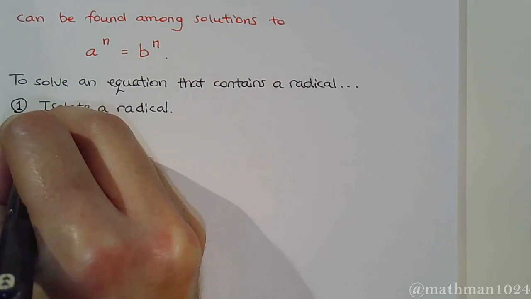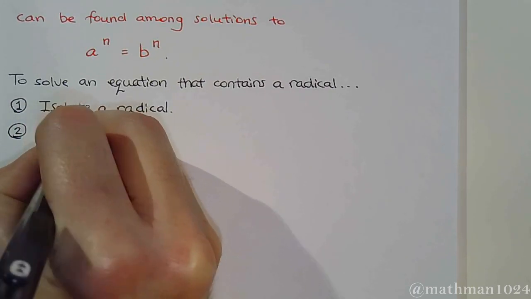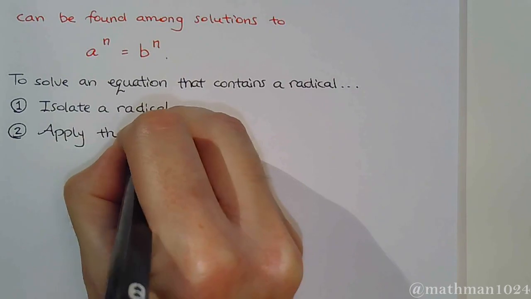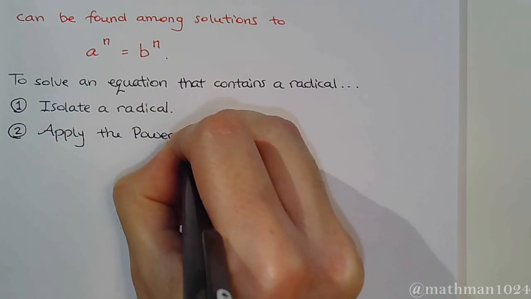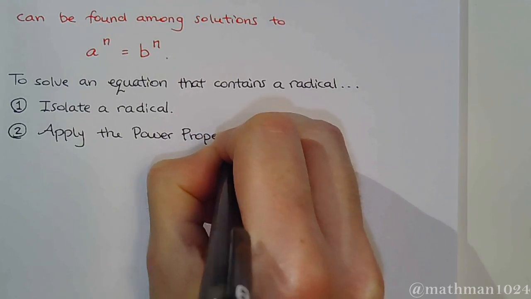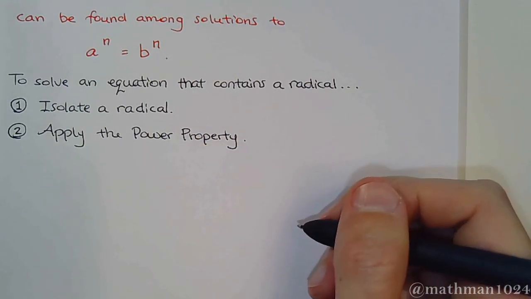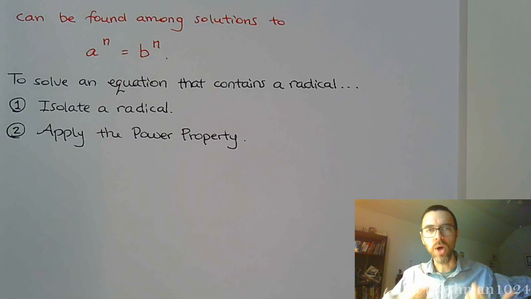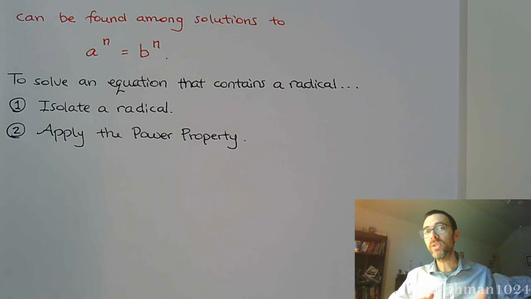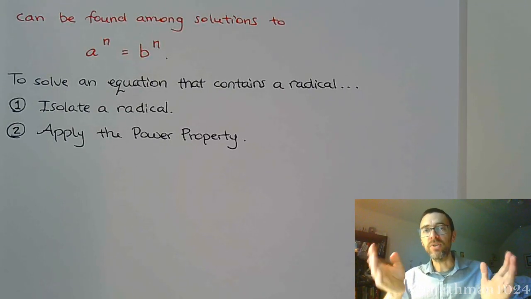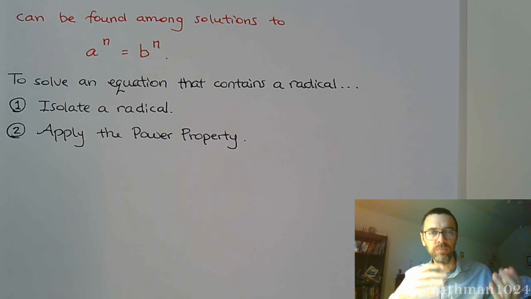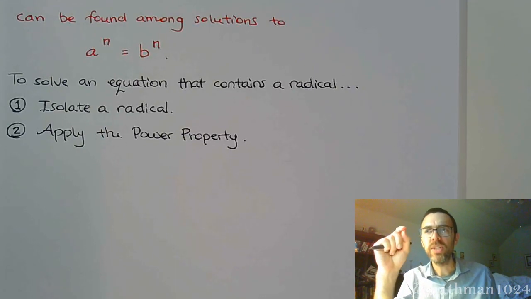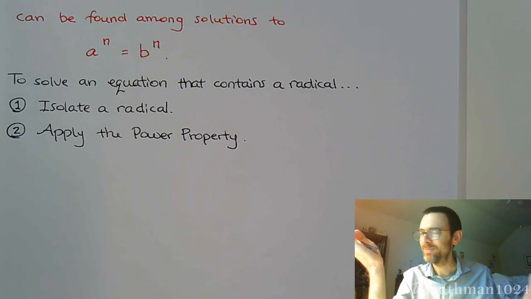Step 2 is to apply the power property that we just talked about. Raise both sides to the same power and use a power that's going to undo that particular radical. That means if you have a square root, you use a square to undo the square root. If you have a cube root, you're going to use the third power to undo that. Basically, the power that you use to raise both sides of an equation is going to be a value that matches the index of the radical. So if you see a fifth root, you raise both sides to the fifth power. It's that simple.